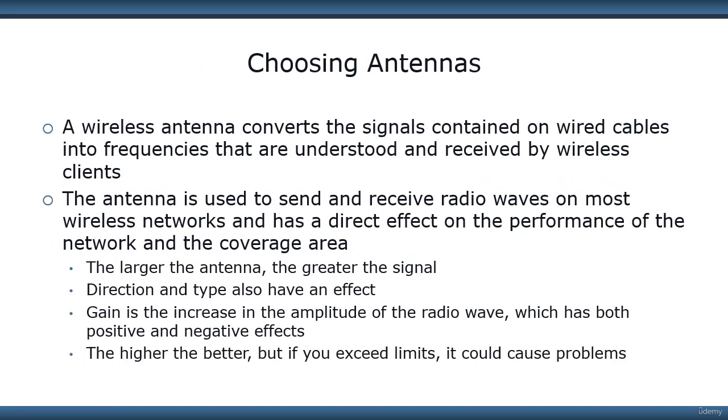Another element to that planning is the choice of antenna. The wireless antenna converts the signals contained on wired cables into frequencies that are understood and received by wireless clients. The antenna is used to send and receive radio waves, and that, on most networks, has a direct effect on the performance of the network and the coverage area. So here's just a couple rules. The larger the antenna, the greater the signal.